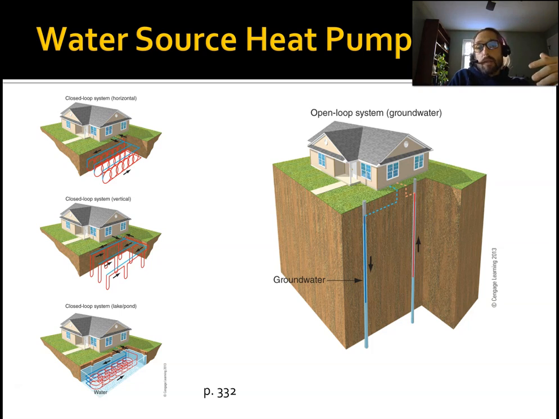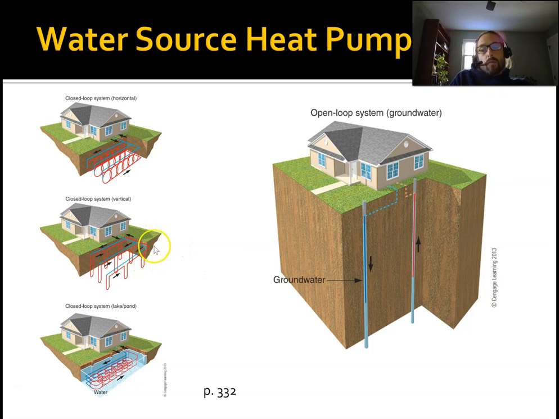Well, the hotter the air, the more difficult it is to dump heat into it, because the delta T, right, the temperature difference, is not as great. So it's a lot easier to dump heat into, like, 50 degree air than it is to dump it into 90 degree air.